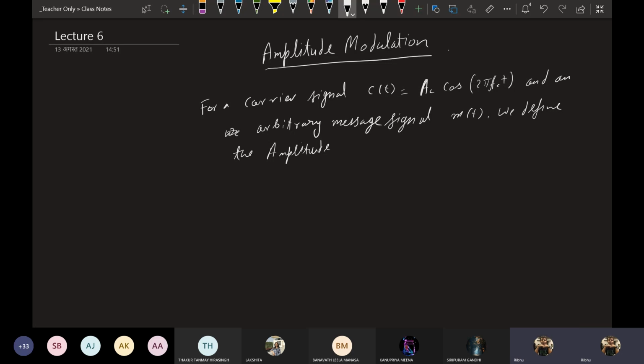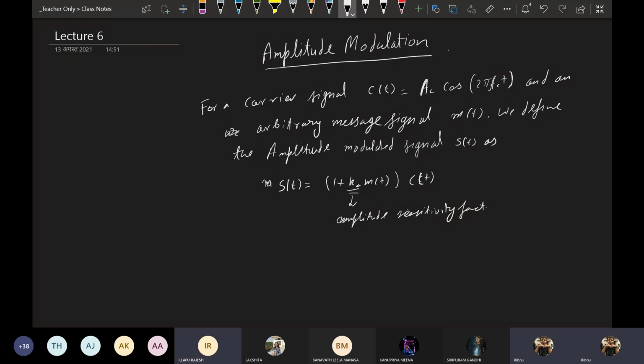So we define the amplitude modulated signal s(t) as s(t) equals 1 plus k m(t) times c(t), where k is known as the amplitude sensitivity factor. Fine.